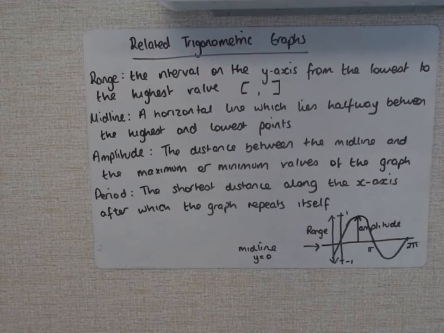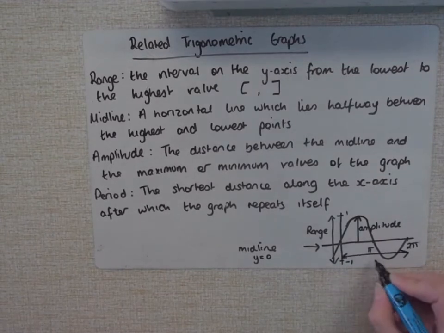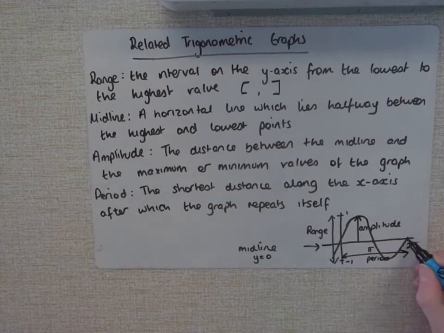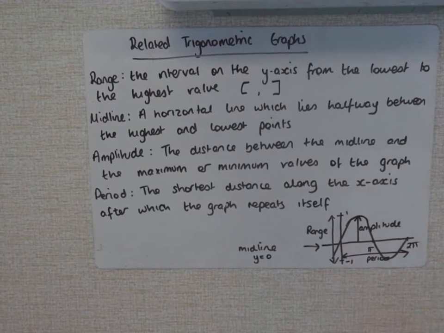And then we learned yesterday that the period is the shortest distance along the x-axis after which the graph repeats itself. So in this scenario here, that would be your period, because after that it starts to repeat itself again. So your range: highest and lowest. Midline is halfway between the highest and lowest. Amplitude is from the midline up or down to the highest or lowest. And then period is the shortest distance along the x-axis before the graph starts to repeat itself.